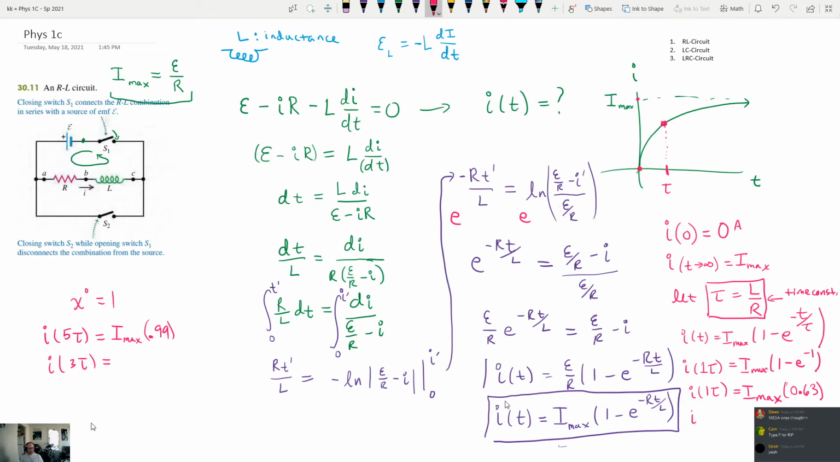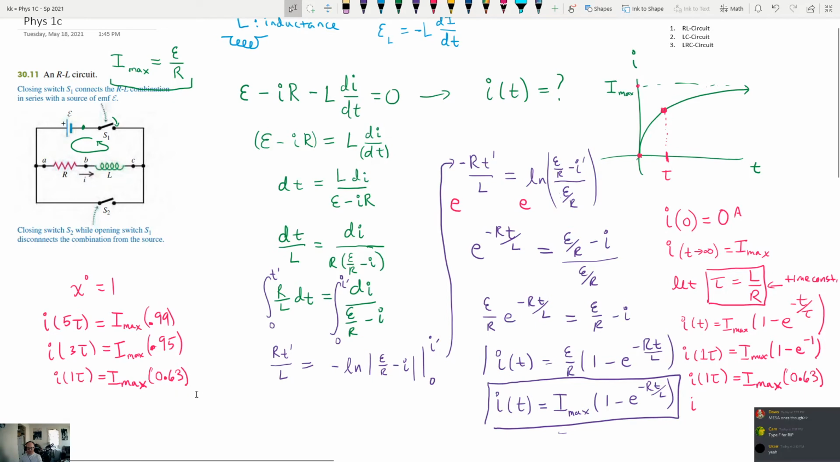And at 3 time constants, what do you get if you do 1 minus e to the negative 3? 0.95. So even after only 3 time constants, we're pretty much at maximum current. Let me copy paste this one over here so we can put them all together. You can still see that one, right? The progression goes from bottom to top. After 1 tau, you're at 63%. After 3 tau, at 95%, and after 5 tau, at 99%.